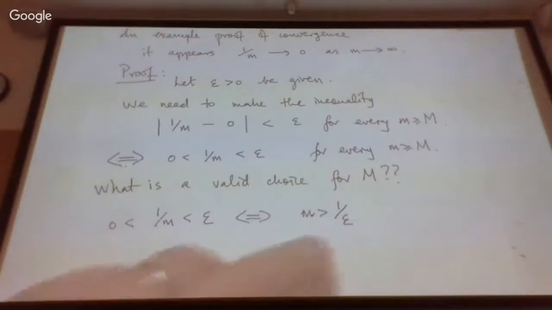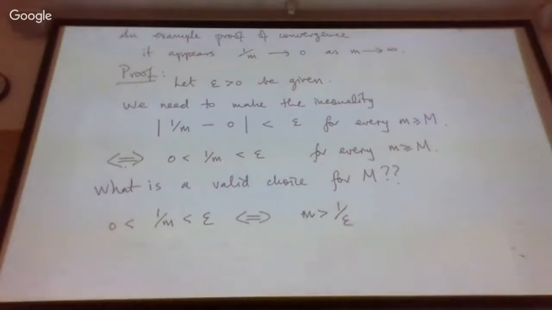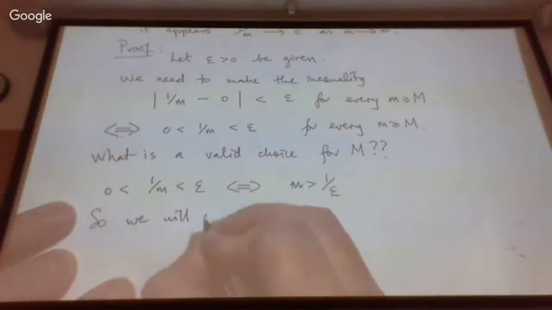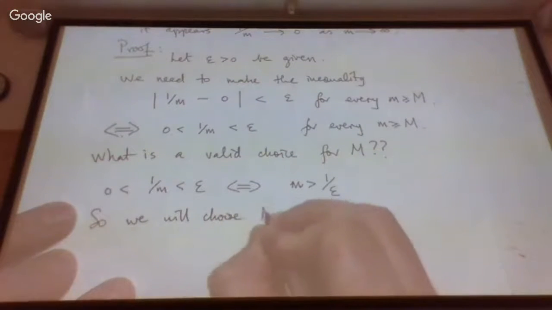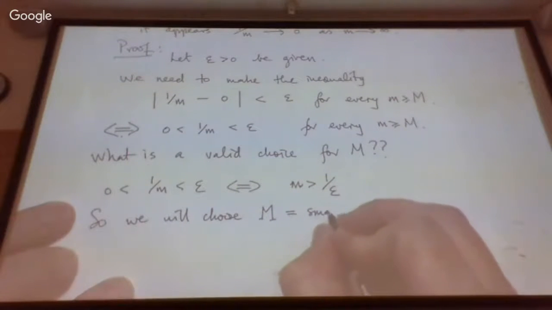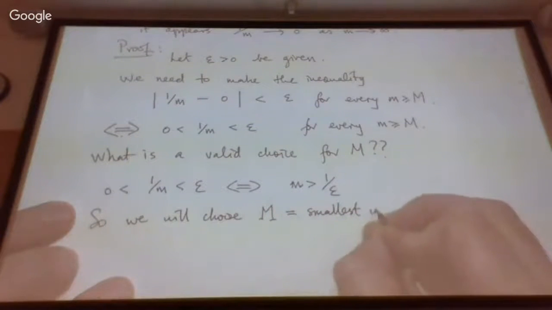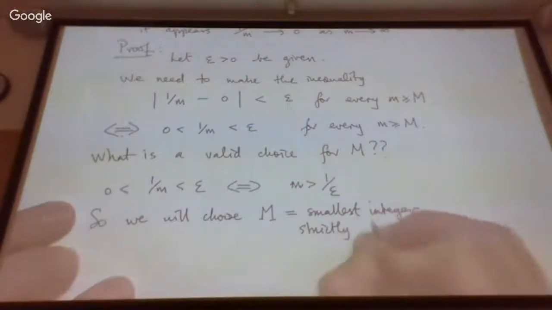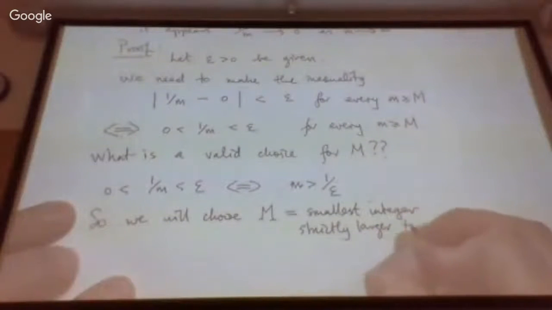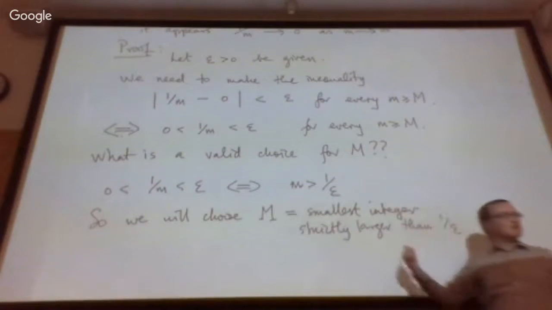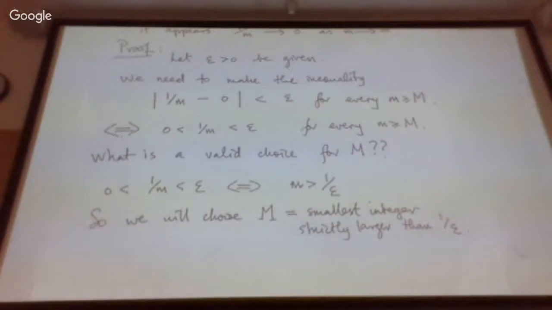So this tells us how to choose the value capital M. So we will choose capital M to be equal to, let's say, the smallest integer strictly larger than 1 over epsilon. That's what I meant when I said the choice at this point, capital M, will probably be a function of epsilon. It will probably depend on epsilon.